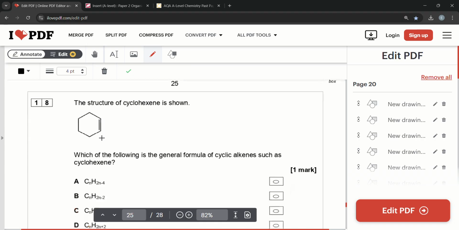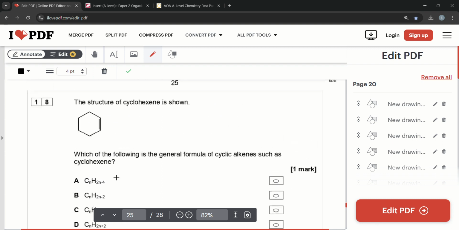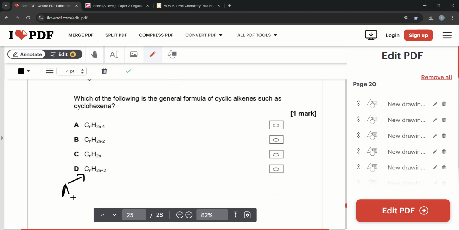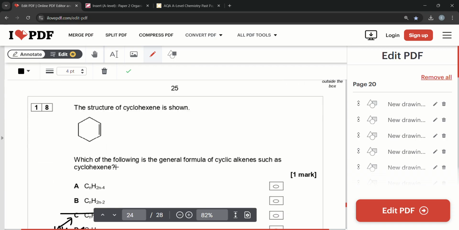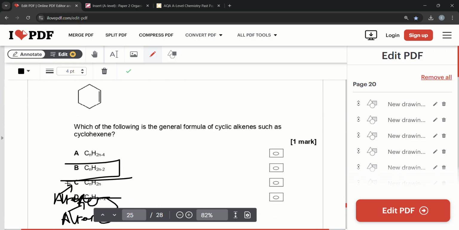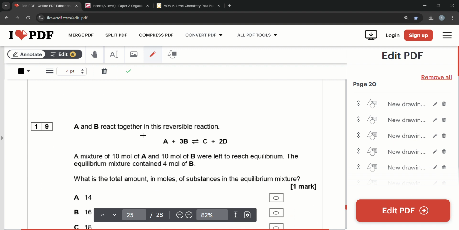You need 30. Structure of cyclohexene is shown. Which of the following is a general formula of cyclic alkenes such as cyclohexene? CnH2n plus 2. Definitely not that. That's for alkanes. CnH2n, that's for alkenes. It's for cyclic alkenes. So which one is it? It is B, CnH2n minus 2.